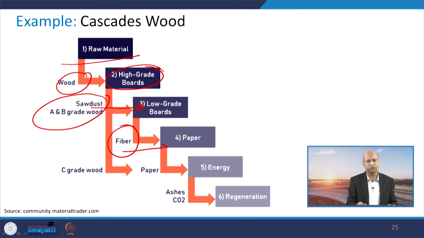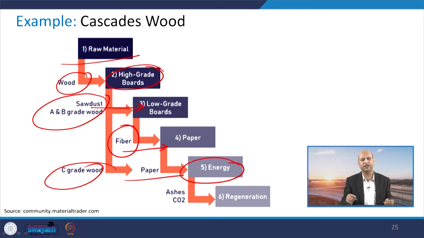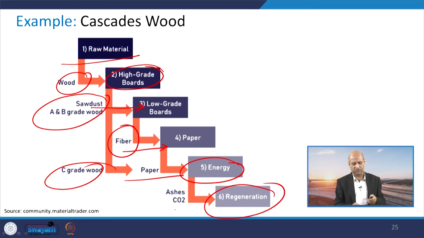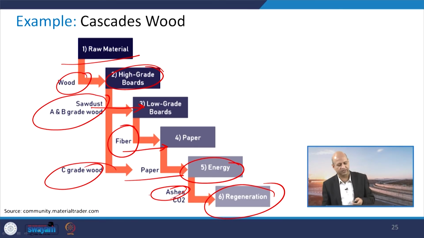That can be used for paper manufacturing, and this C grade wood or paper can be burnt and energy can be taken out of it. You can generate steam, and even electricity by turbine etc., and ultimately this is regeneration, it goes to CO2 and ashes. The ashes can be used for landfill or something like that. So, it can go in that way, which is very environment friendly.